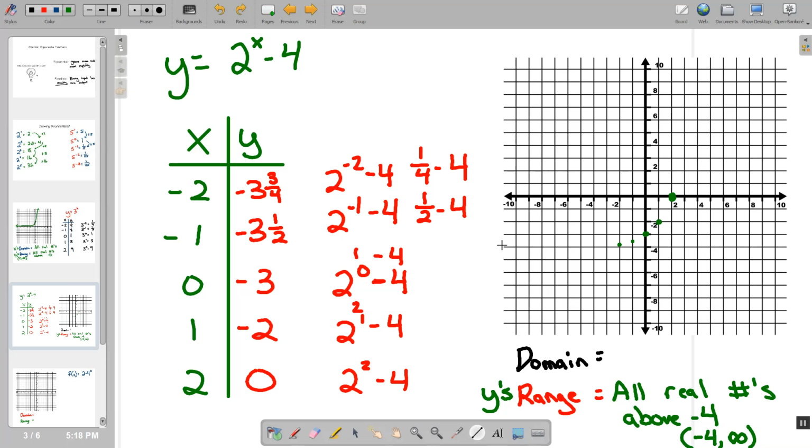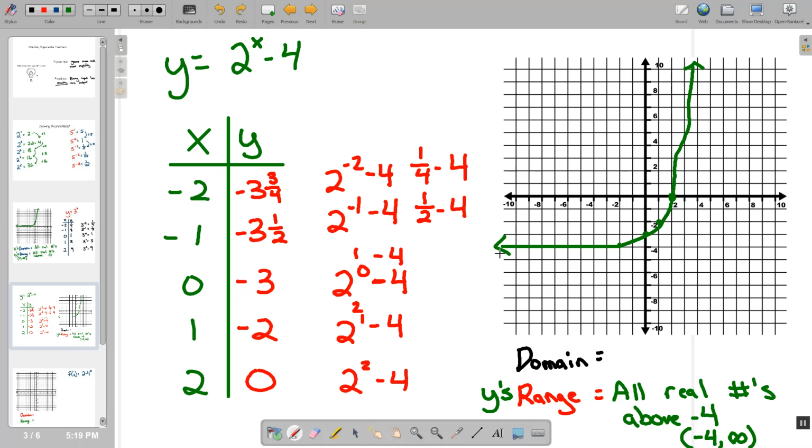Now I'm going to kind of cheat a little bit since it's hard to graph here. So I'm going to draw my line up to this point. So I know that it's going to get closer and closer and closer to -4, but never reach it. And then my exponential graph is going to grow up like this. Oofta, that's really tough.